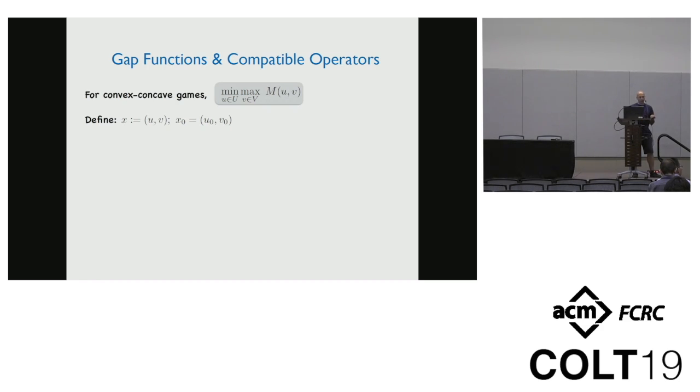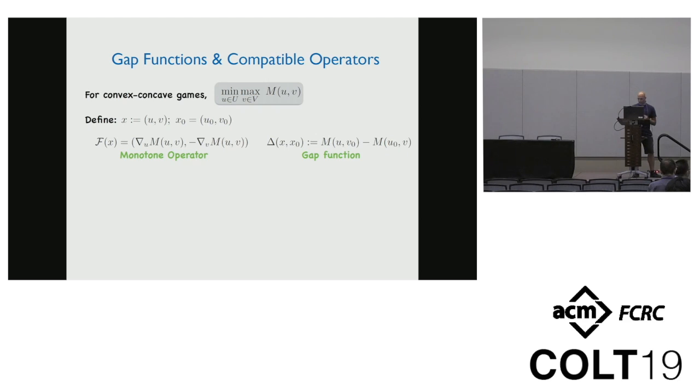Now with these definitions, we can define two new notions, a monotone operator F and a gap function delta. The important thing to keep in mind is that the monotone operator is somehow the analog of gradients in the convex optimization setting, and the gap function is the analog of the suboptimality between x and x0 in the convex optimization setting.